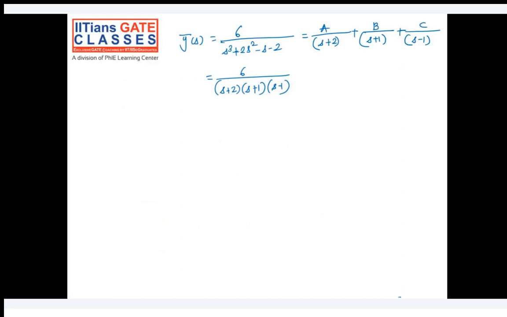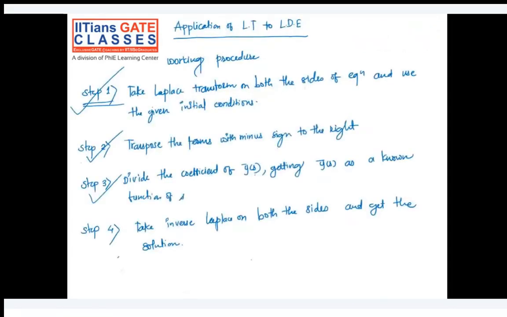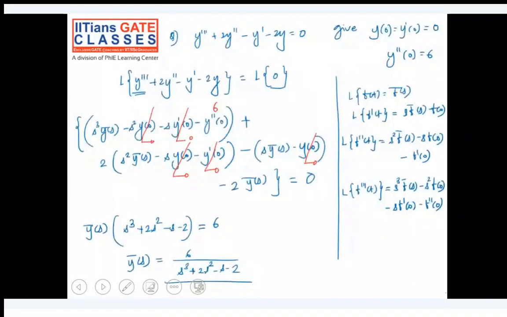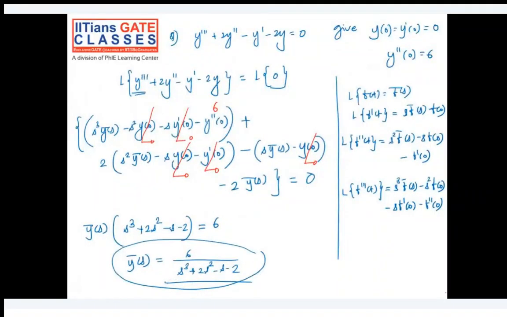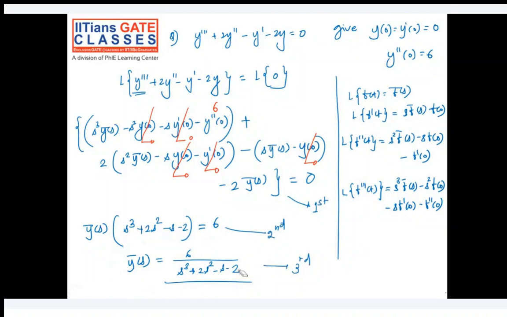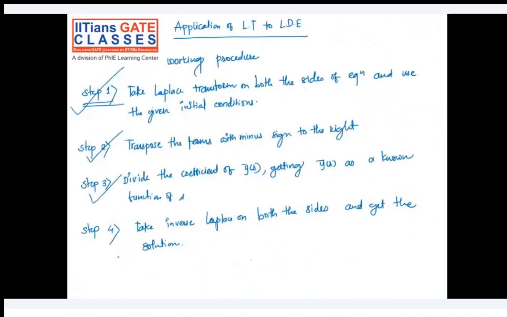So this is your third step, that divide the coefficient of y bar of s, getting y bar of s as a known function of s. This is your first step. This is your second step, that take this 6 on the right hand side. This is your third step, that is divide the coefficient and get the y bar of s as an equation. And the fourth step is take the inverse Laplace on both the sides to get the solution.